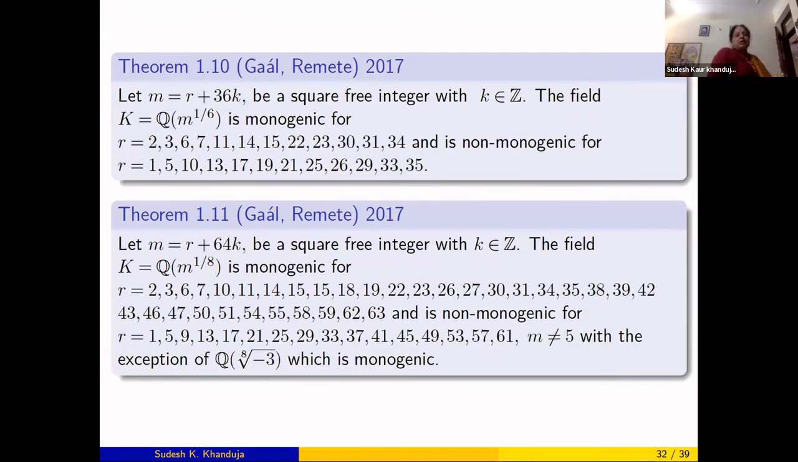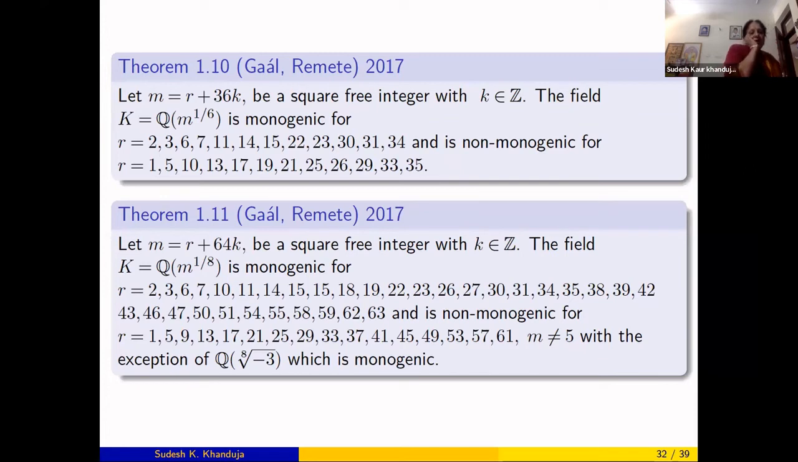And in 2017, in a paper which appeared in Journal of Number Theory, they proved that: let m equal to r plus 36k be a square free integer, k belongs to Z, the field K equal to Q(m^(1/6)) is monogenic for these values of r and is non-monogenic for the others. And this completely exhausts all cases, keeping in mind that m has to be square free.